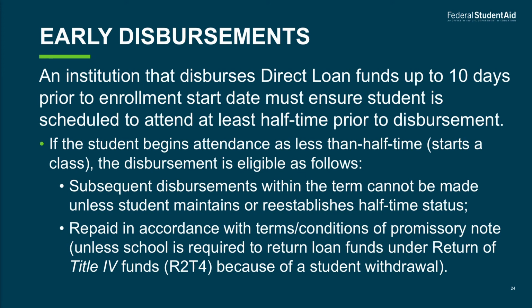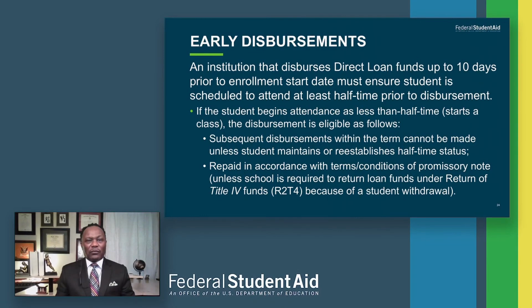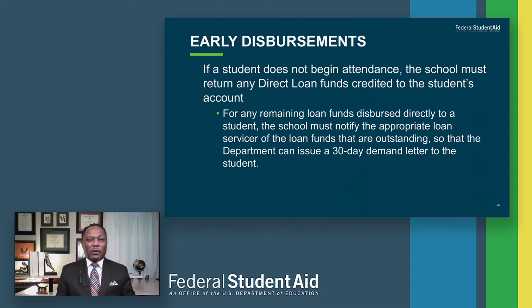Remember, if the student retains the funds accordingly and is less than half-time henceforth, we don't expect the student to return the funds immediately, as they will be able to repay the loan in accordance with the terms and conditions of the MPN. The exception to funds having to be returned immediately is only in the event that the student fully withdraws and the school is responsible for the return of direct loan funds as a result of a return to Title IV calculation. Let me continue on with early disbursement.